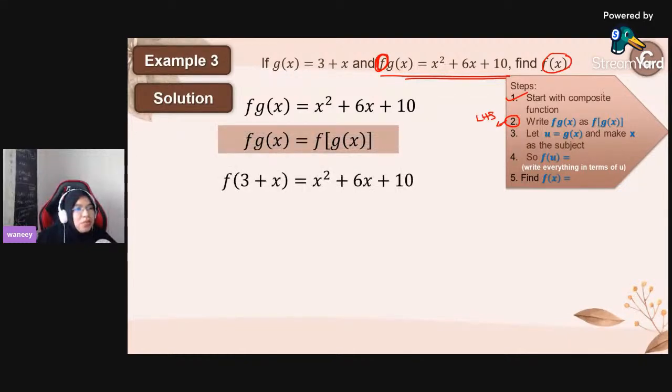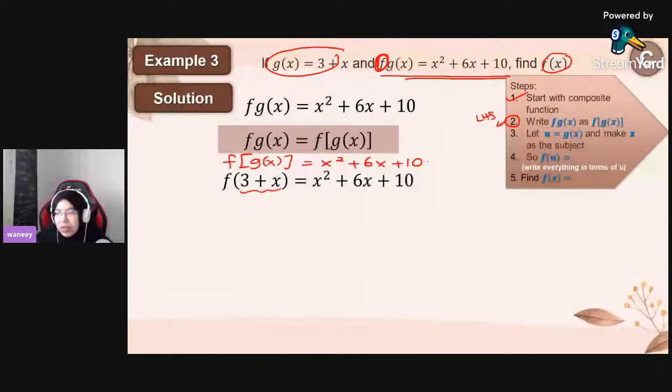Okay, so we are going to have f of 3 plus x equal to x squared plus 6x and then plus with 10. Okay, so you simply substitute what is the g inside here. Okay, so this is f of gx equal to x squared plus 6x and then plus with a 10. So those are the left hand side. So see, we don't do anything with the right hand side. We simply do something with the left hand side.